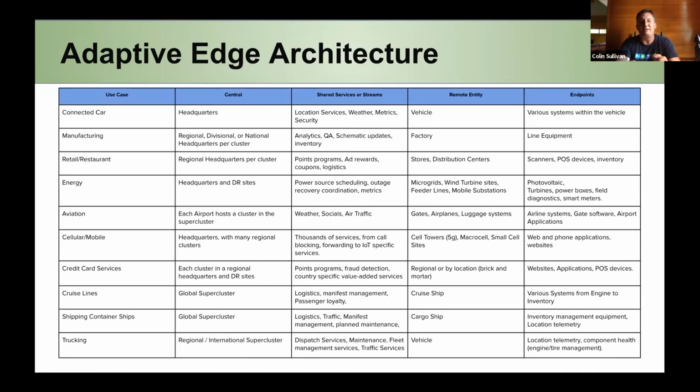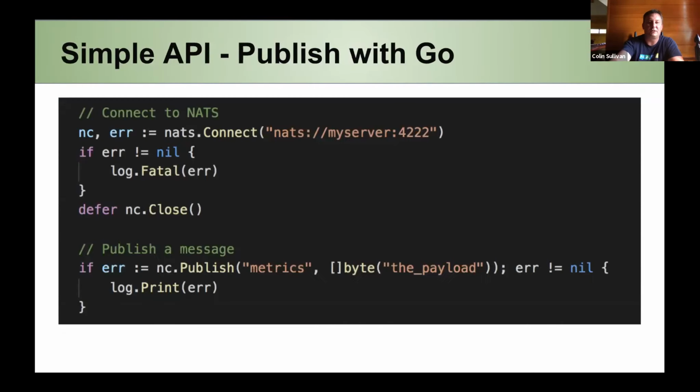So this same architecture can be applied to many, many different verticals. We have a very, very simple API. Here is all you need in Go to publish a message. You connect to NATS, you just give it an address. It could be a DNS address, it could be an IP, whatever you need. And then after you connect, you simply publish a message, and that's it.